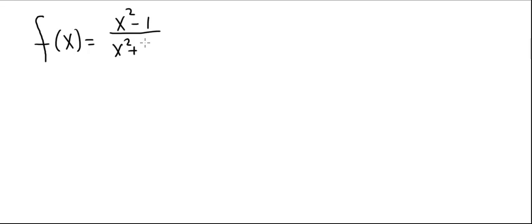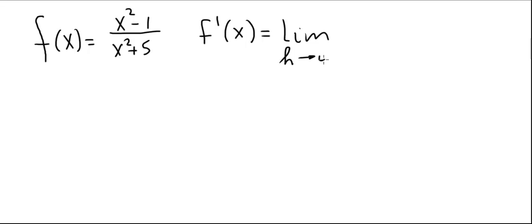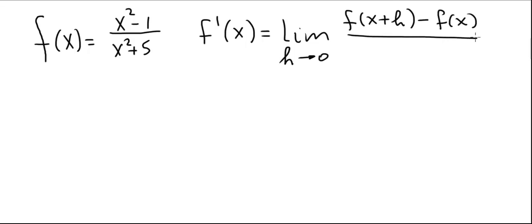We're going to use the definition of the derivative to differentiate f of x equals x squared minus 1 divided by x squared plus 5. So recall the definition of the derivative. f prime of x is defined by the limit as h approaches 0 of f of x plus h minus f of x divided by h.